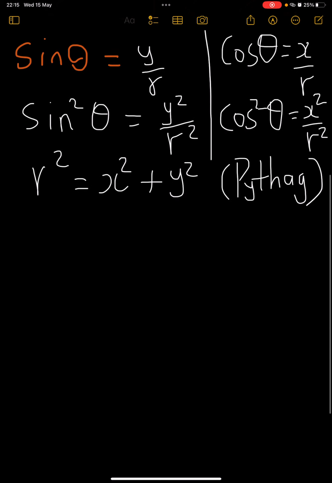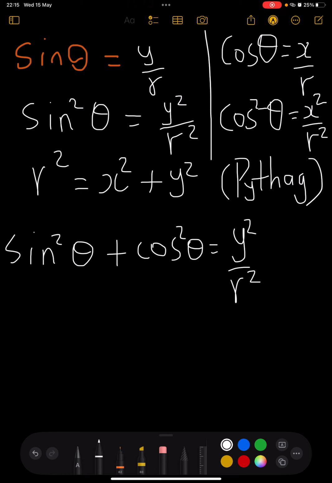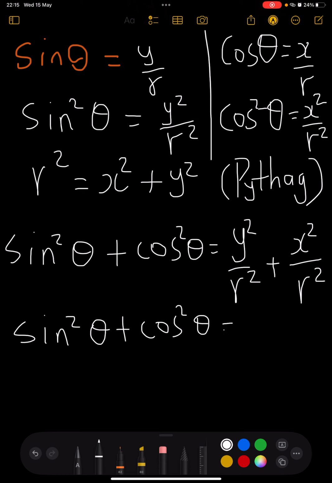Let's move this up. Now guys, let's see what is the sum of sine squared theta plus cos squared theta. We can see that sine squared theta becomes y squared over r squared, and the cos squared theta becomes x squared over r squared. And then from here we can see that sine squared theta plus cos squared theta is the same as y squared plus x squared all over the common denominator, which is r squared. Remember, r squared is the denominator of the y squared and is also the denominator of the x squared. So we're just going to write the fractions under a common denominator.